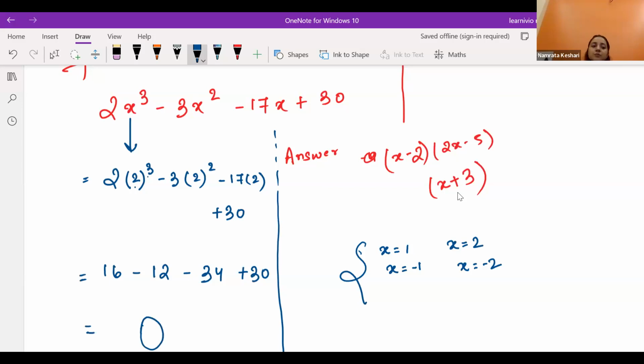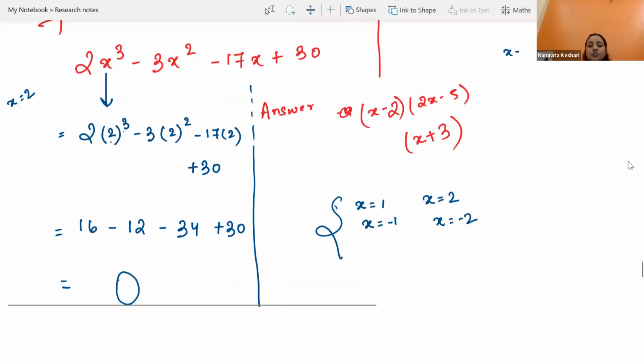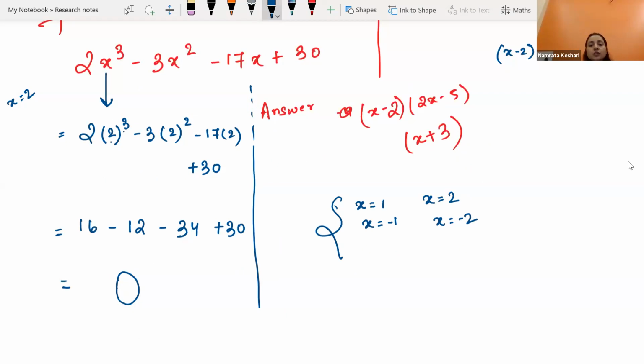So when we have substituted x equals 2, we got the final result as 0. So can we say x equals 2 is a zero of this polynomial? Yes, ma'am, we can say that x equals 2 is a zero of this particular polynomial. Hence, x minus 2 is a factor of this polynomial.